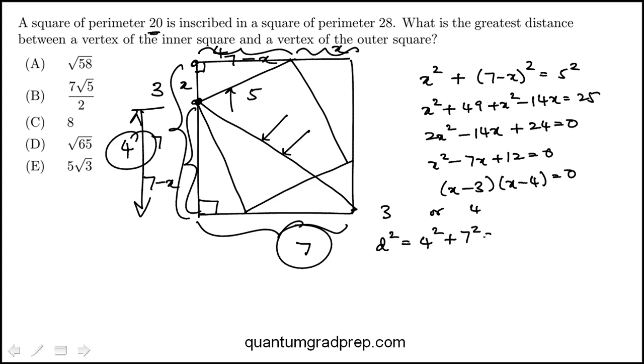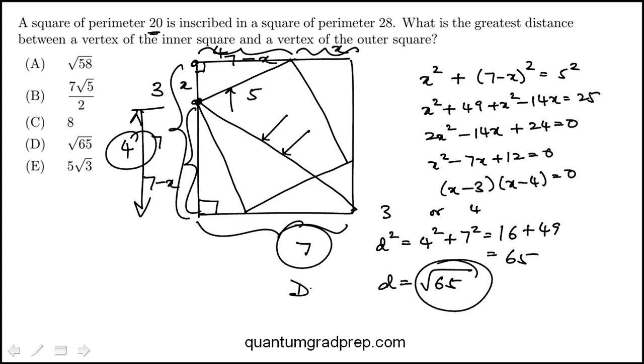And this would be the condition 16 plus 49, which is 65. So that distance is square root of 65. So the answer is D.